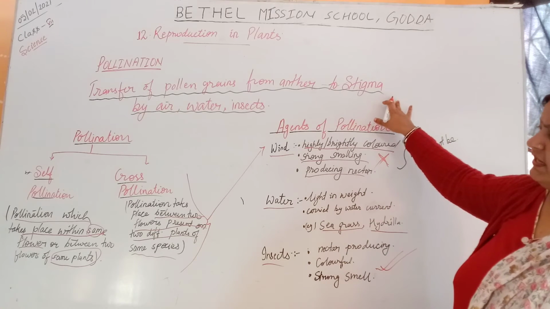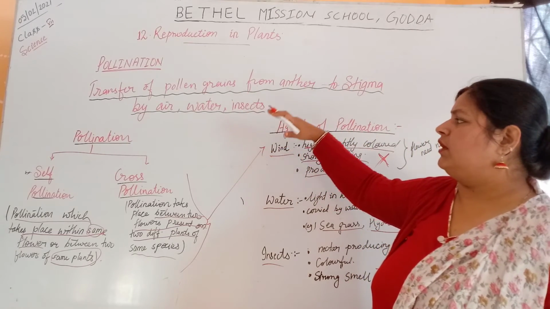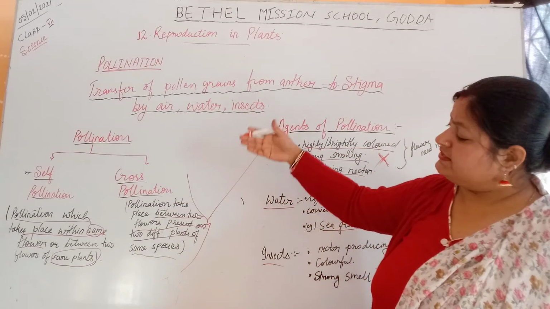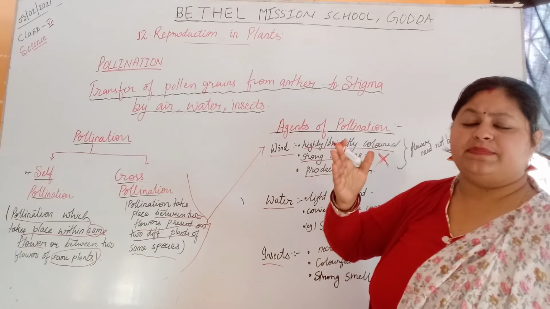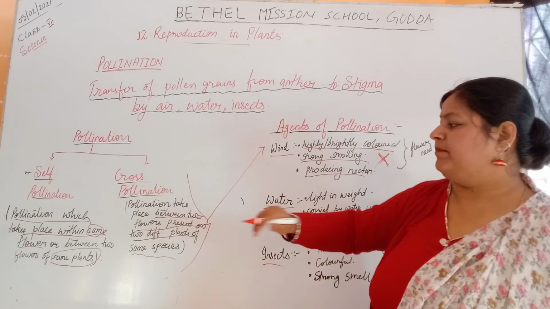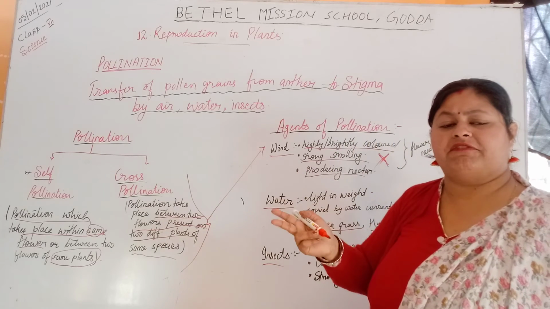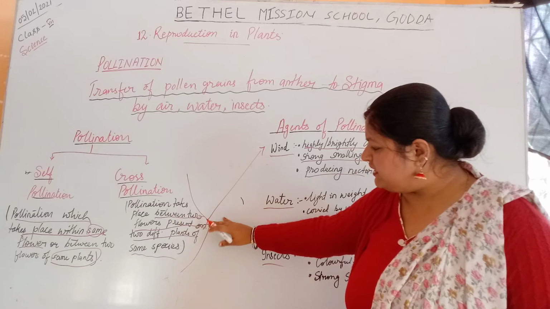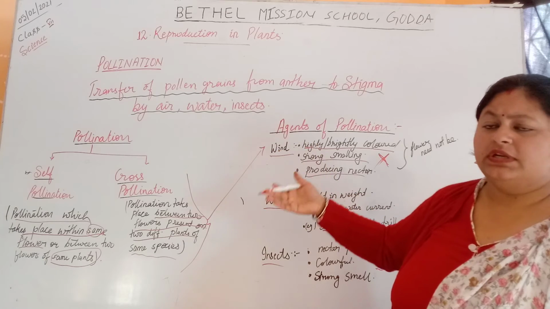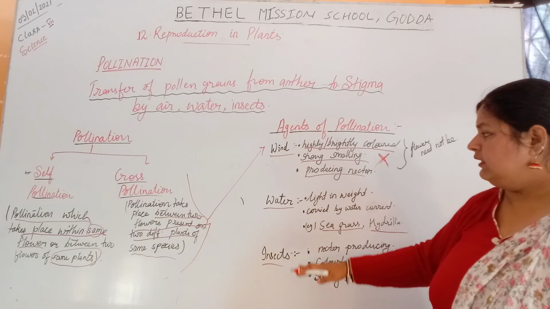So this is pollination, in which pollen grain is transferred from anther to the stigma by air, water, wind and insects. Pollination is of two types, self-pollination and cross-pollination. Self-pollination means pollination takes place in the same flower or two flowers of the same plant. But cross-pollination means pollination takes place between two flowers of two different plants, and cross-pollination requires some agents because plants cannot perform it on their own. So the agents of pollination are wind, insects and water.